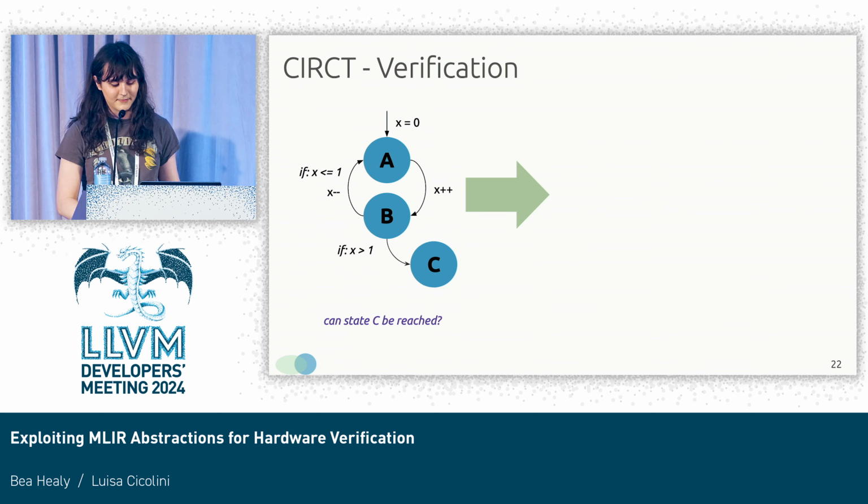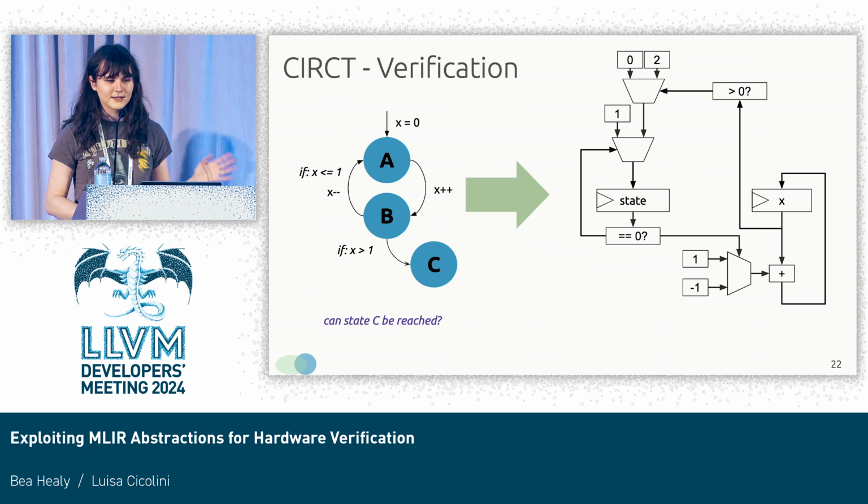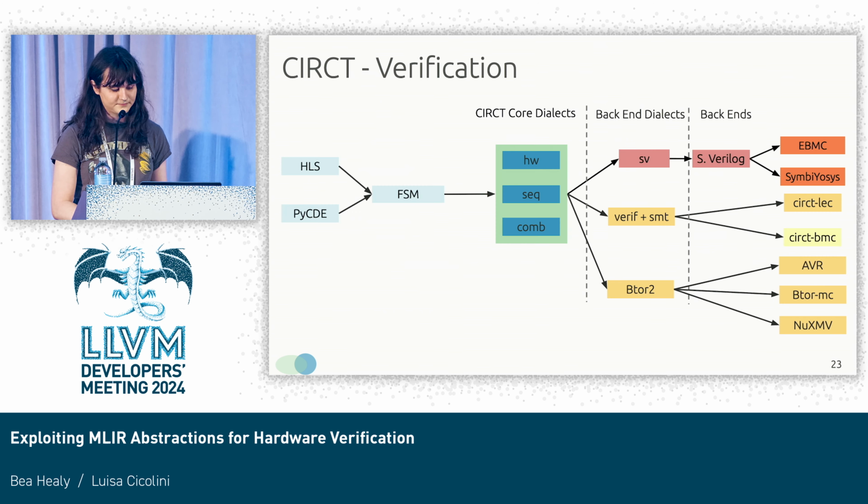If you have the RTL representation, which is a big messy circuit like this, suddenly it's a lot more complicated, a lot less clear to query. I'm sure you agree, if I was given that, I'd need much longer and a pen and paper to figure out, can this ever be 2?